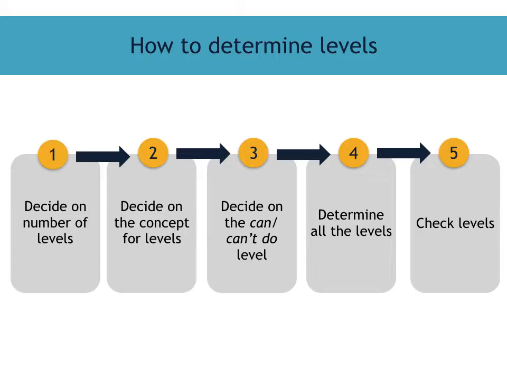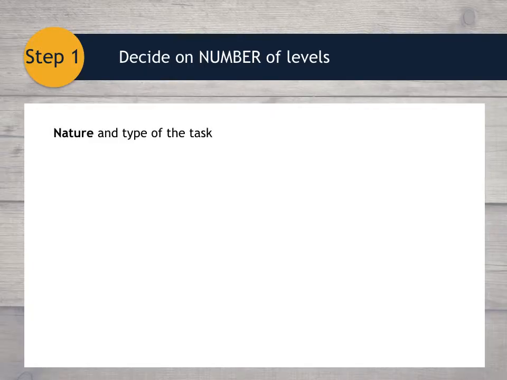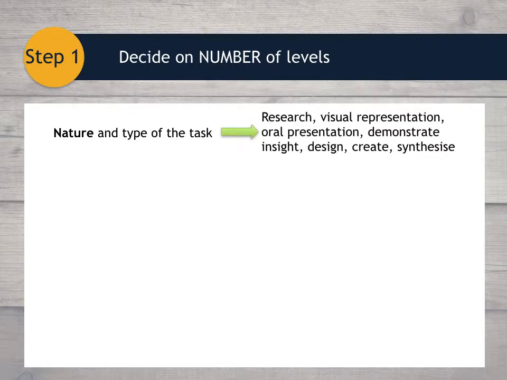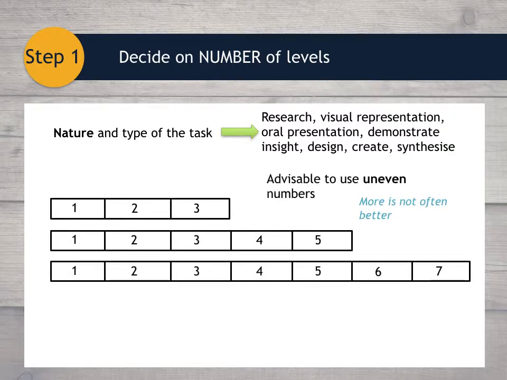So let's look at step number 1, deciding on the number of levels. Well, first and most importantly, it's the nature and the type of task that guides you on the number of levels. So for example, whether it's research, visual representation, oral presentation, whether you want them to be more creative and designing and creating and synthesizing, this is going to determine how many levels you want. It's advisable to use an uneven number. The reason for this is if you have an even number, you can't clearly identify your can and can't do level, and we'll get to that just now.